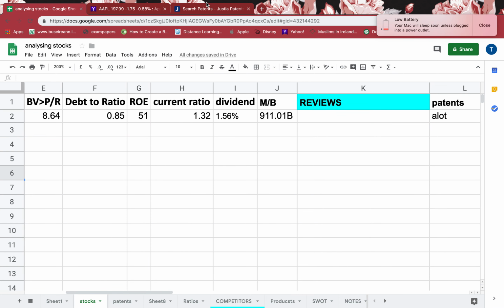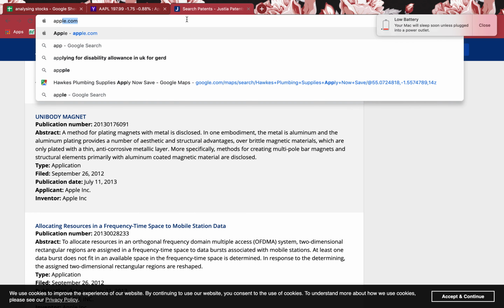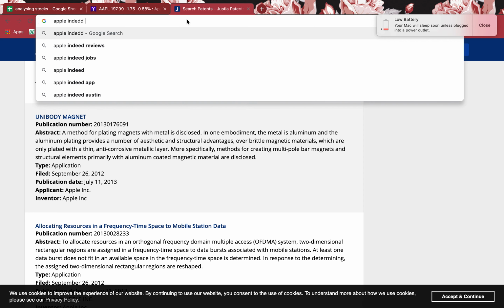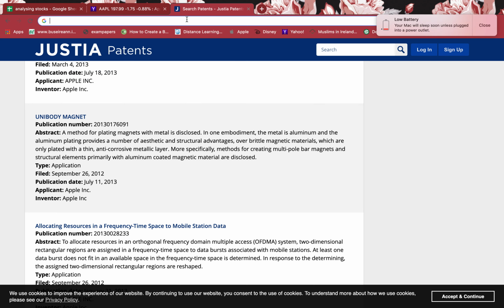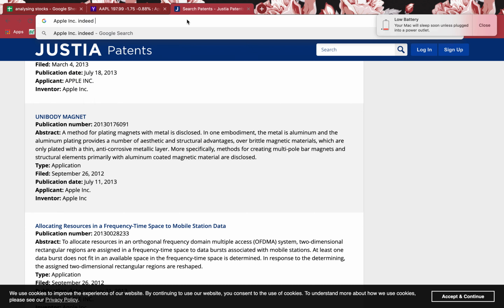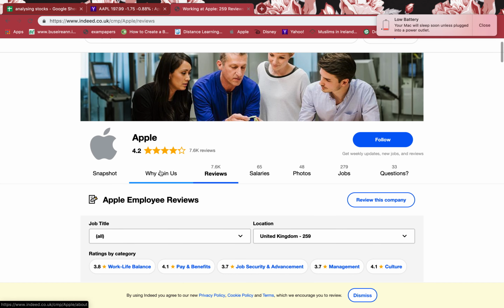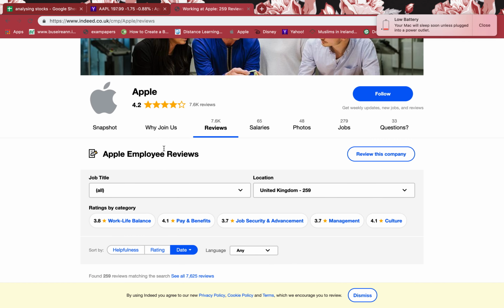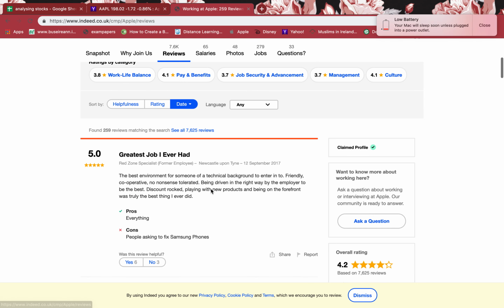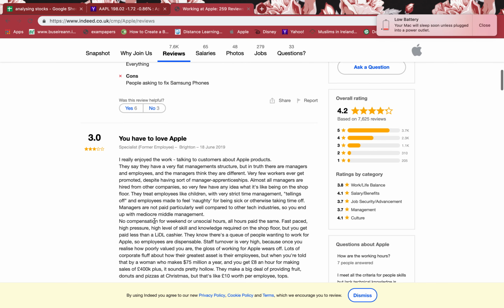I'll just show you one more thing. If you go to Apple Inc., I'll just type that, and Indeed reviews. And so working at Apple, it tells you how people feel from inside. So what employees feel like, because what employees feel, it shows on the company as well. So it's 4.2 stars, and there are 7.6K reviews, and you can see the cons and pros.